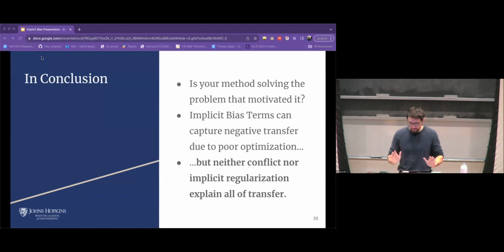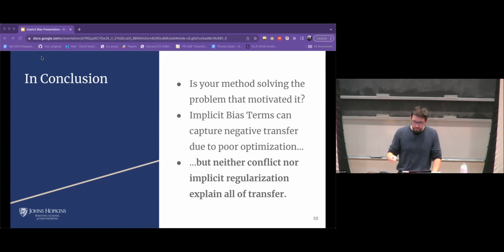Okay, so that's where I'll wrap up. In conclusion, a pet peeve of mine is that when you develop a new method, you should verify that it's actually solving the problem that you developed it for, right? A lot of these multitask conflict optimizers are guilty of this, I think. They take a better number and assume that they've actually addressed conflict when really they may have just been acting as early stoppers or regularizers.